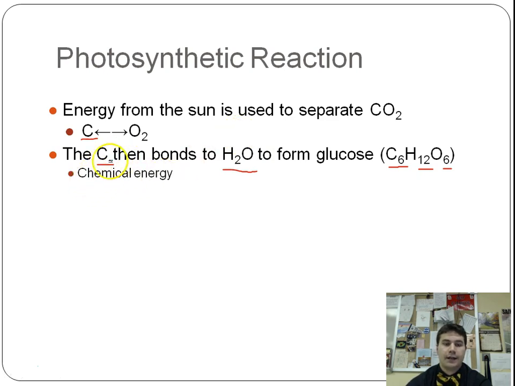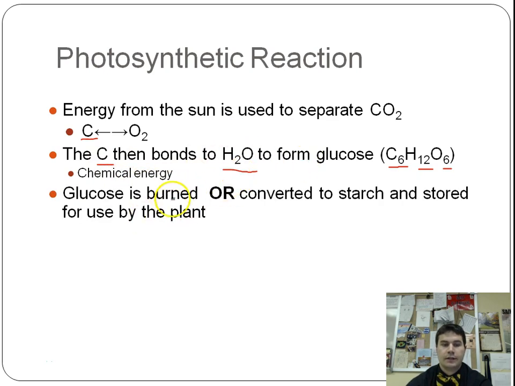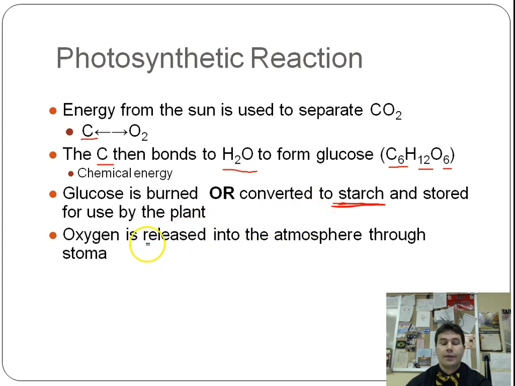So effectively, this carbon bonding to the water to form glucose, it's creating chemical energy. So the glucose is burnt or converted to a starch, which means it's actually stored. Those glucoses can all be linked into a long chain, like we talked about before, and that long chain is certainly a starch. That is its official definition and term. The leftover oxygen is released into the atmosphere through the stoma. And if you look at the bottom of the leaves in some kind of plant with a microscope, you can actually see little pores that this oxygen is released through.